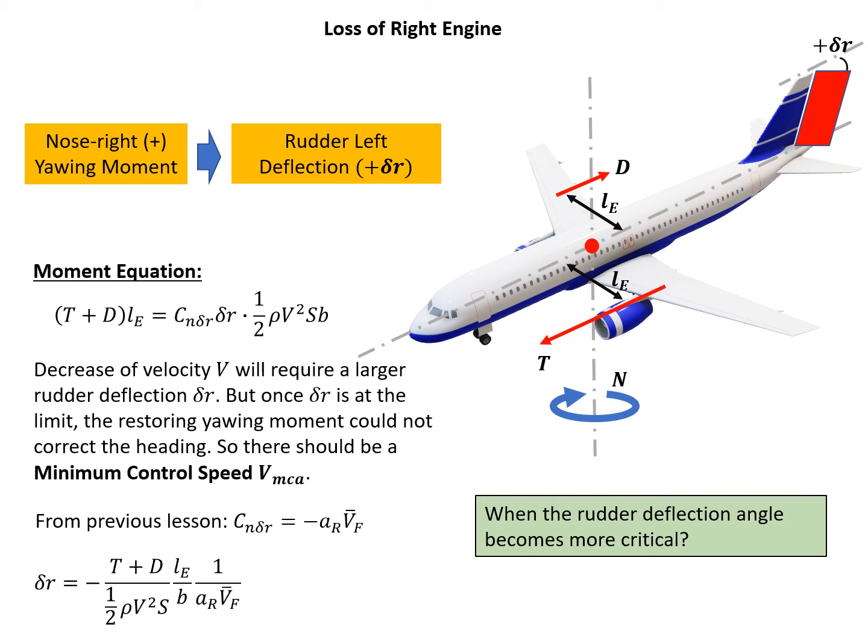Okay, so now we get a question. Under which condition does the rudder deflection angle become more critical? Let's consider. The answer is at low speed conditions, especially for takeoff or landing, because at those conditions the airspeed of the aircraft is smaller, and that produces a limit for the rudder deflection.